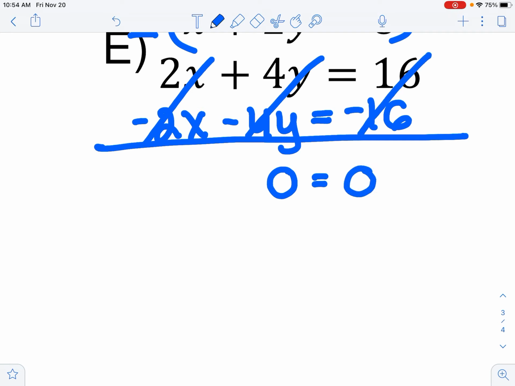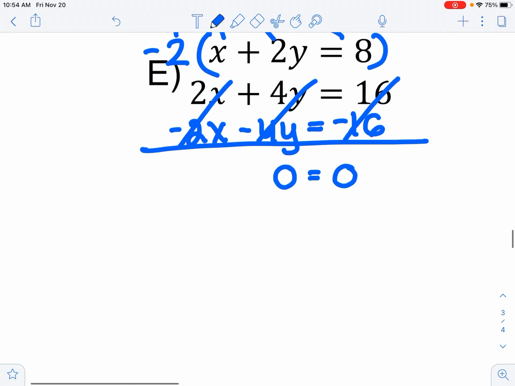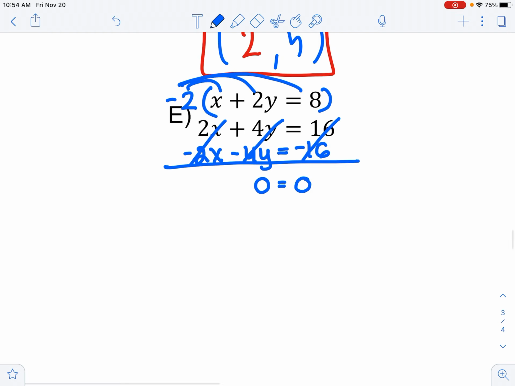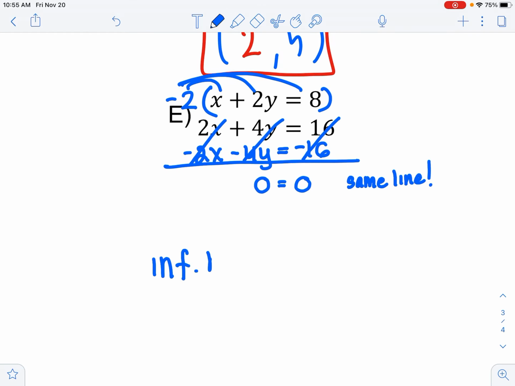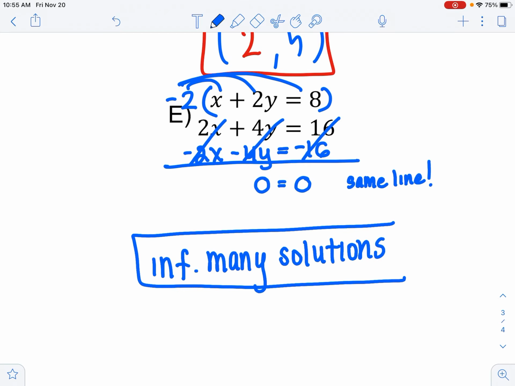So right now I have nothing on this side. 16 and a -16, I have nothing on this side also. So everything canceled out. All my x's, all my y's, all my constants, everything canceled. If everything canceled, that means they're the exact same line. If they're the exact same line, remember what that looks like. Where do they intersect? They intersect everywhere. So if I ask you to write down the solutions, it's every point on the line. Therefore, there are infinitely many solutions.